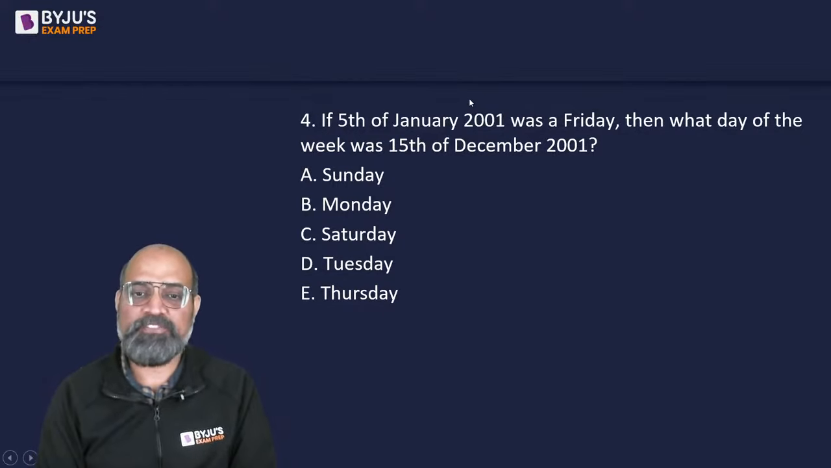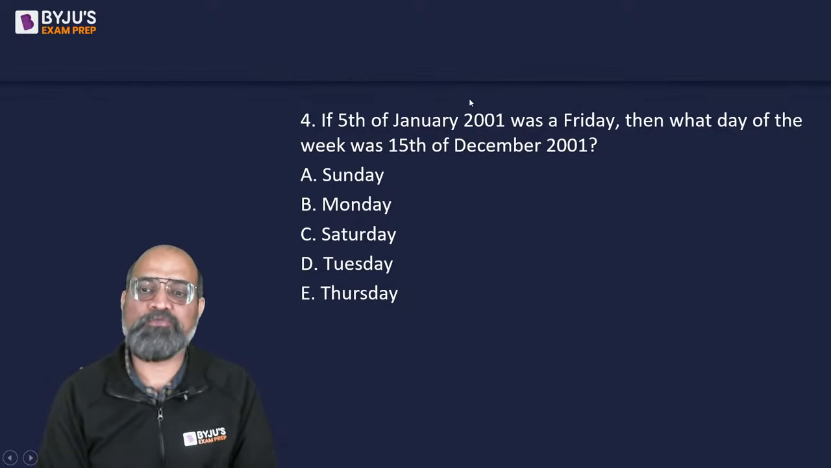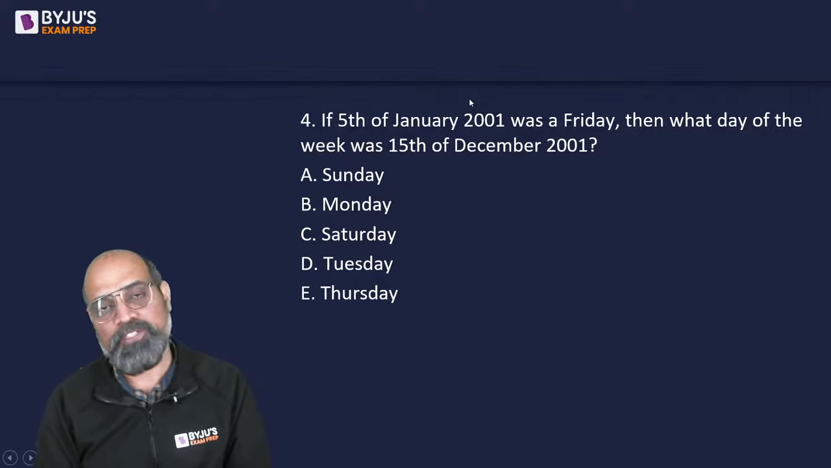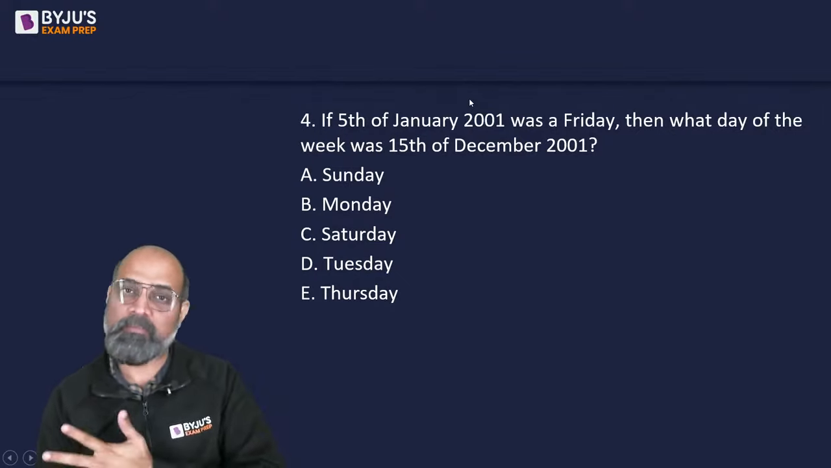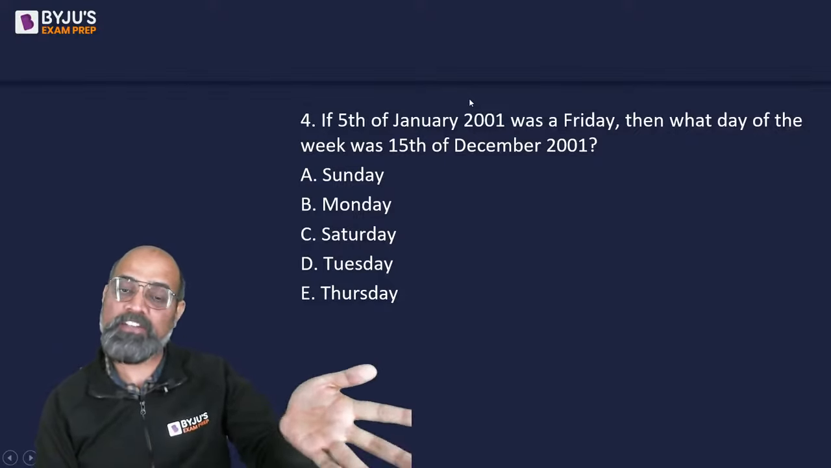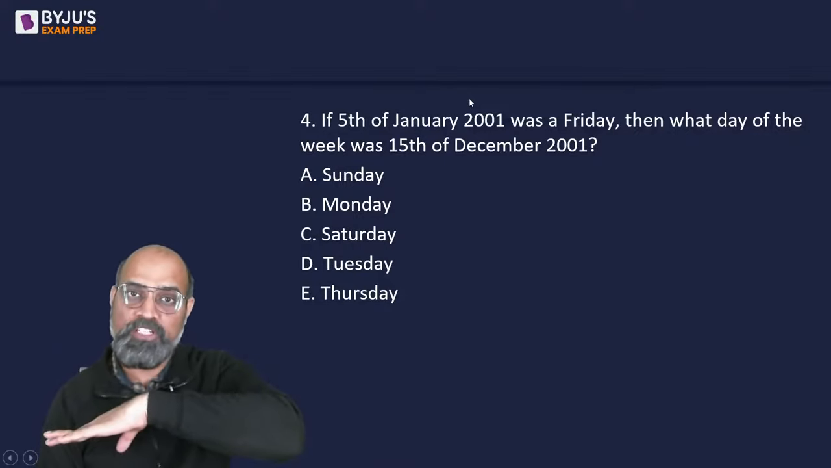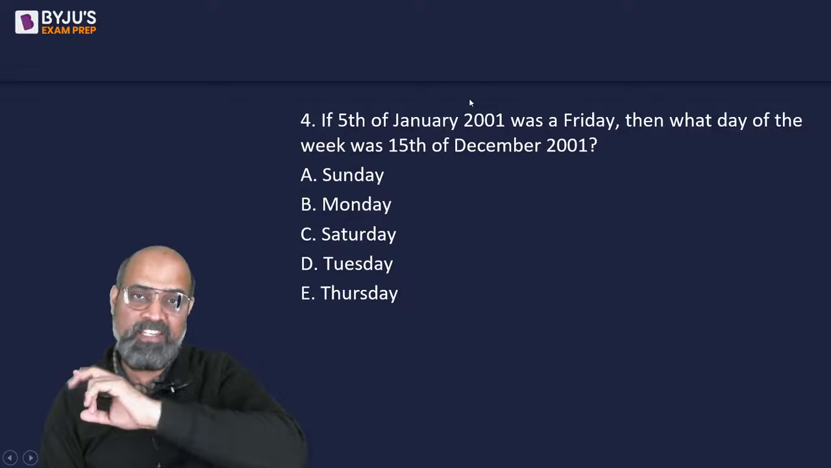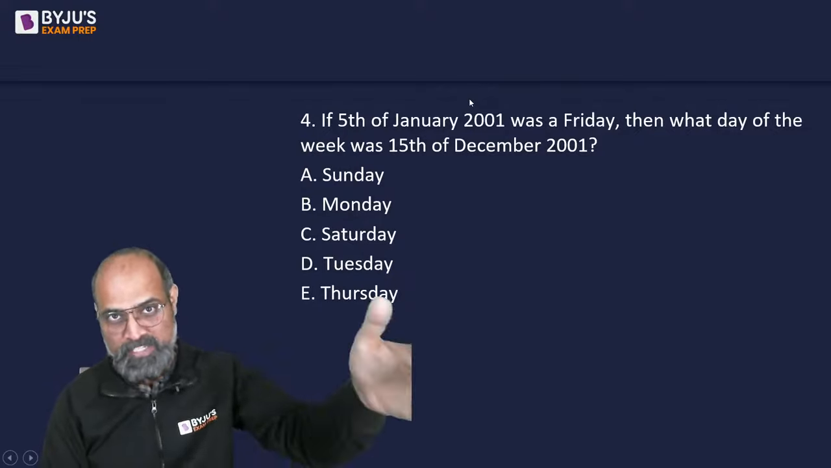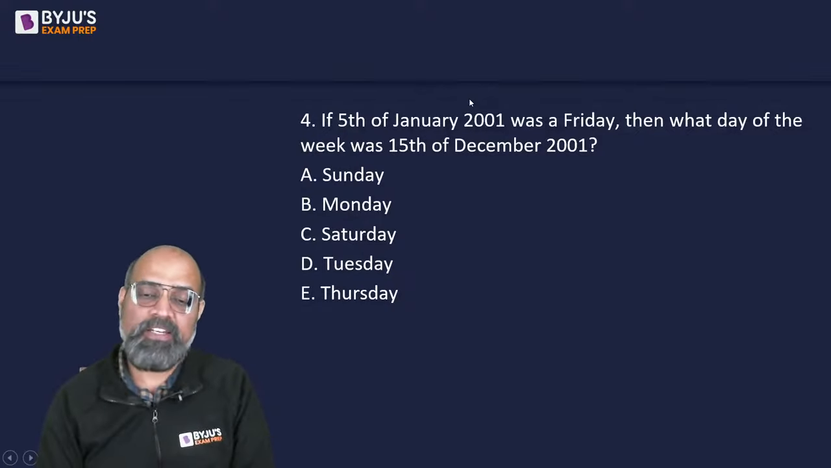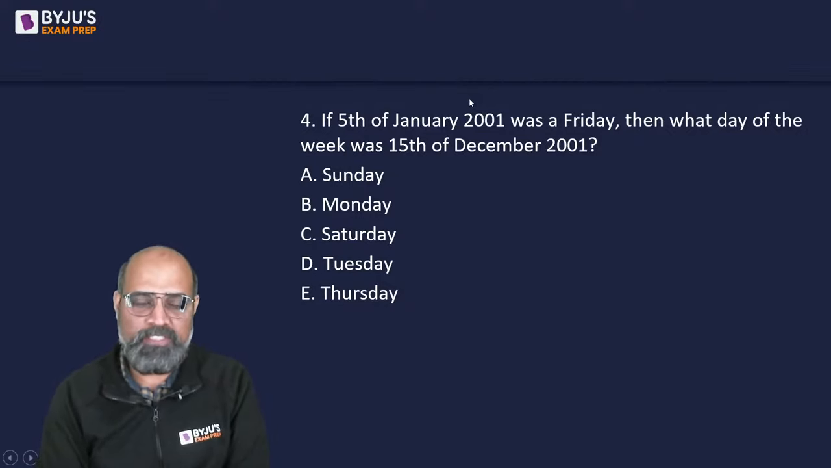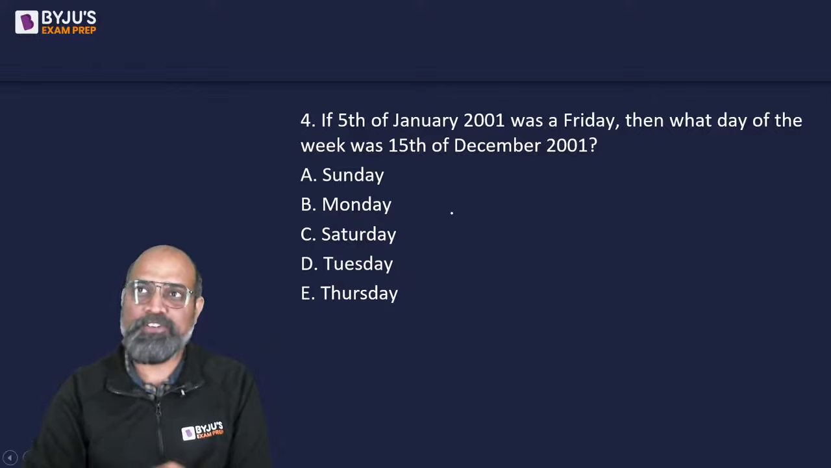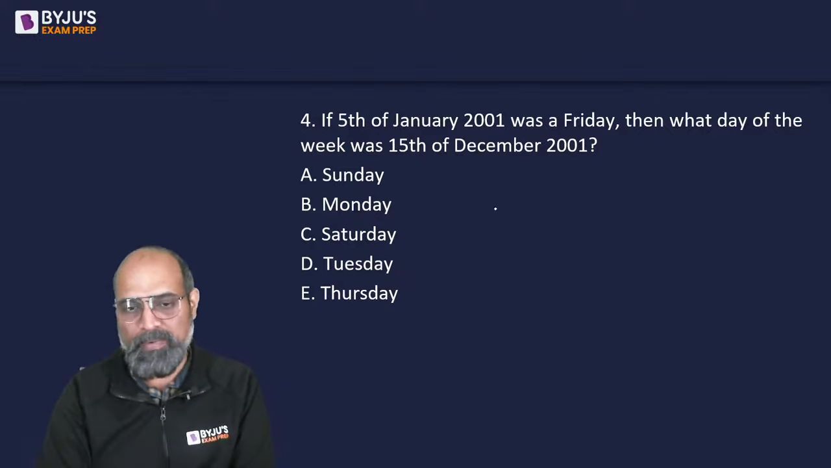If 5th of January 2001 was a Friday, then what day of the week was 15th of December 2001? So what you can do is you can move across the months, or you can go from January 2001 to January 2002, because December to January is closer than January to December. So you have two different approaches. Whichever approach you would like to use, you can use it. I will prefer the year jump and then moving back.